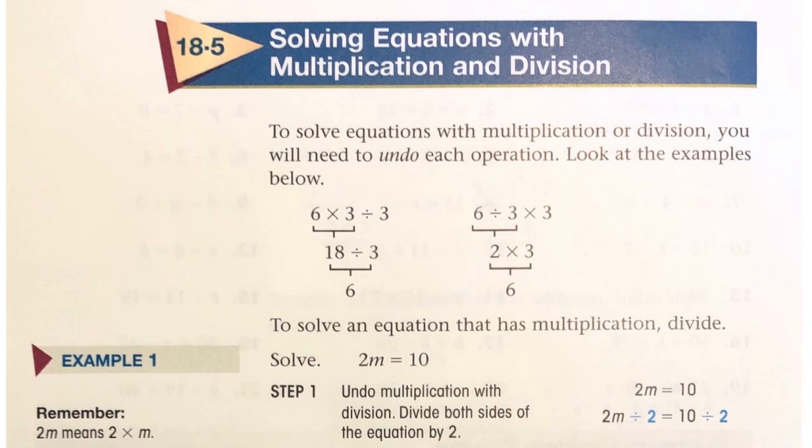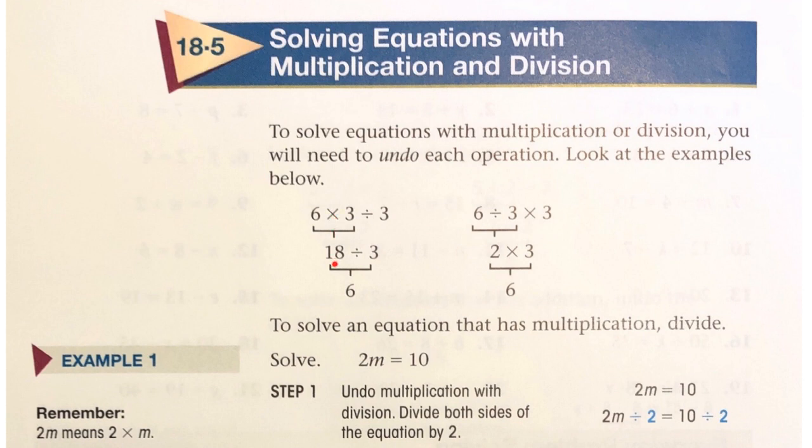Basic Math, Chapter 18, Section 5, Solving Equations with Multiplication and Division. To solve equations with multiplication or division, you need to undo each operation. Look at the example below.